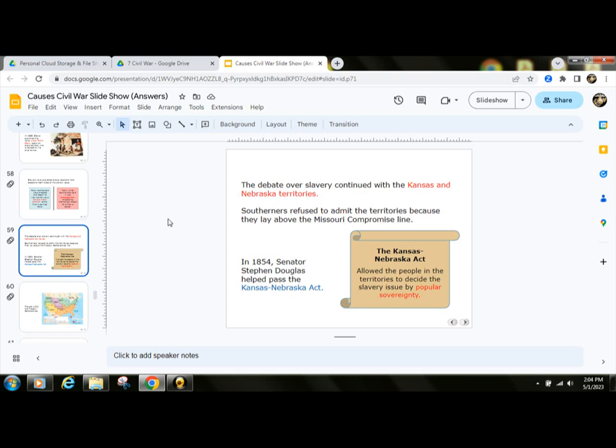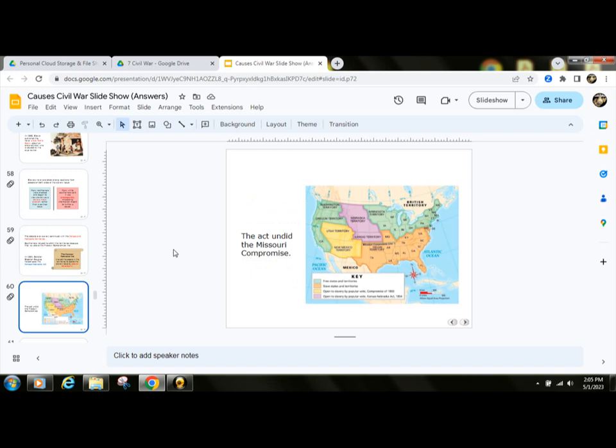The debate over slavery continued with the Kansas and Nebraska territories. Southerners refused to admit the territories because they lay above the Missouri Compromise line. In 1854, Senator Stephen Douglas helped pass the Kansas-Nebraska Act. This allowed the people in the territories to decide the slavery issue by popular sovereignty. So once again, people would choose what they wanted to do. This undid the Missouri Compromise. Okay, so this wasn't popular.